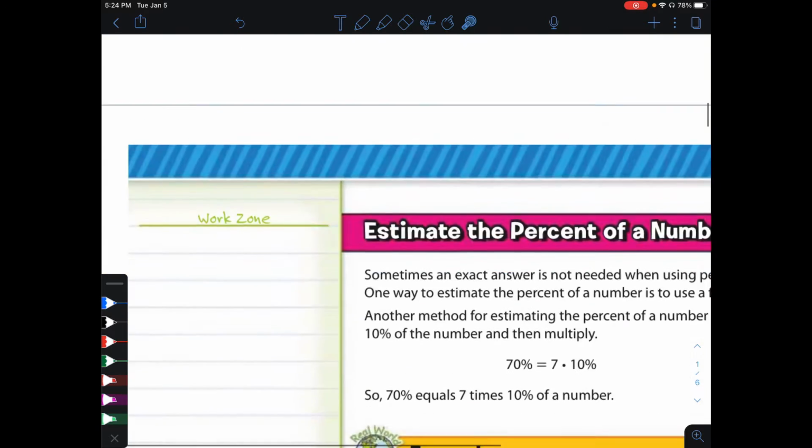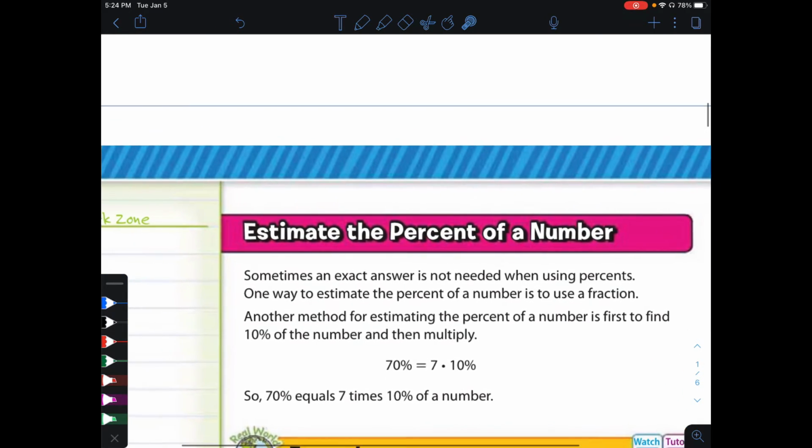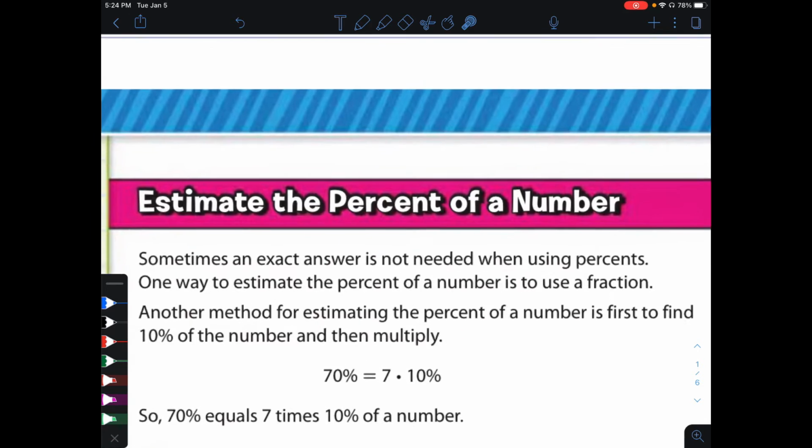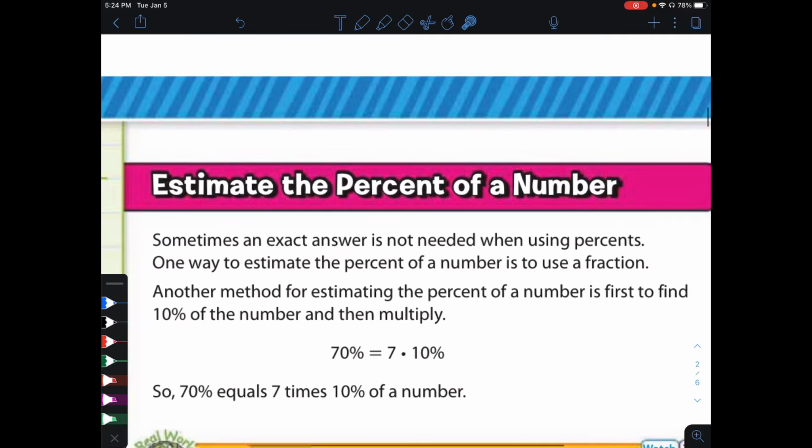Okay, so let's take a look at the lesson proper. Estimate the percent of a number. So sometimes an exact answer is not needed, and that's the reason why we need to estimate. One way to estimate the percent of a number is to use a fraction. Another method of estimating a percent of a number is to find 10% of the number and then multiply. Okay, what does that mean? For example, 70% is the same as 7 times 10%. So 70% equals 7 times 10% of a number.